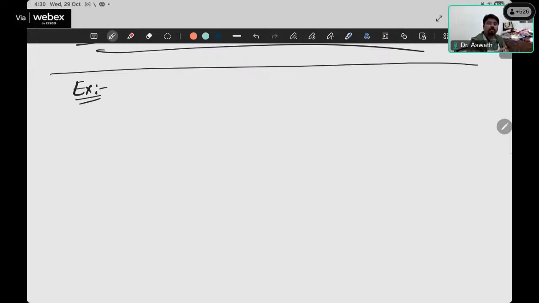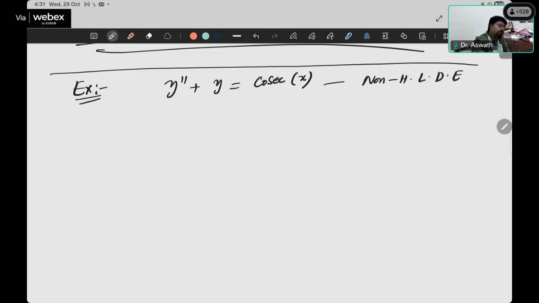The example I'm going to take is y double dash plus y is equal to cosec x, or rather, 1 by sin x. It is a non-homogeneous linear differential equation. Now the homogeneous part is y double dash plus y is equal to 0. That's all. There is no first order derivative. So what can you find? You can find the solutions of this differential equation as either exponential functions or sine or cosine functions.